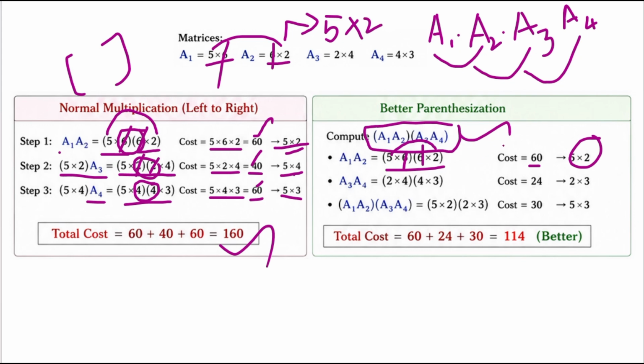Okay. Then this resultant matrix, then find A3 and A4. Then this is the resultant matrix of that. Then multiply these two matrices. Then the cost is 30. This is the resultant matrix. Then simply add all the costs, that is the number of scalar multiplications. This is 114. This is better than all the other parenthesizations. Clear? Okay, there are many possibilities to do the matrix multiplication. So which one gives the minimum cost? Which one gives the better result?